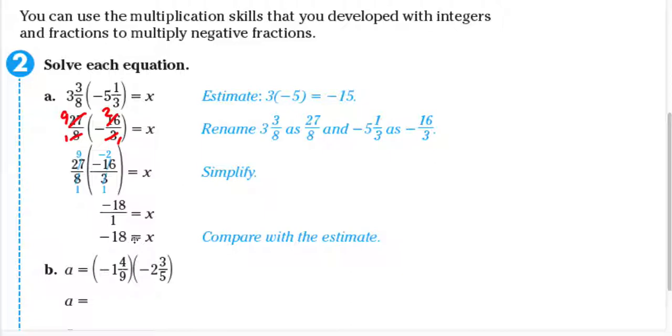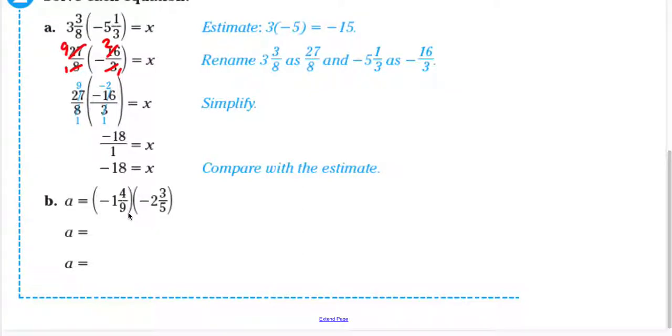And if you compare with the estimate, it's very close. Let's take a look at letter B. A equals negative 1 and 4/9 multiplied by negative 2 and 3/5. We estimate this one to become closer to negative 1, that mixed number, and this is closer to negative 3. So our estimated answer would be close to 3.